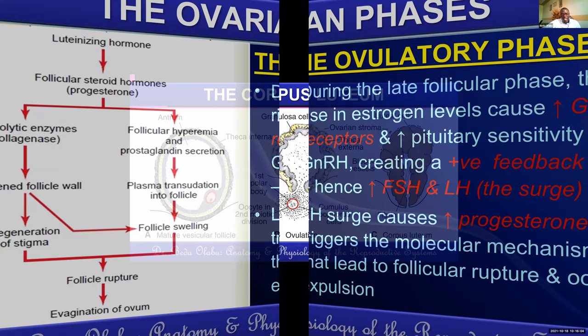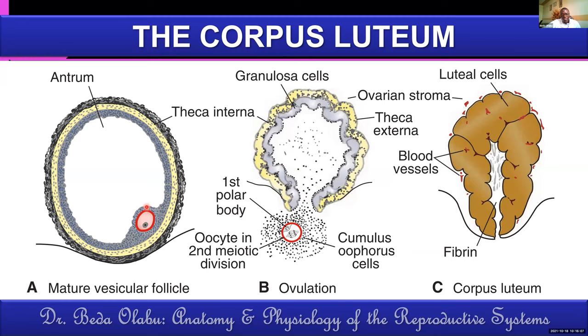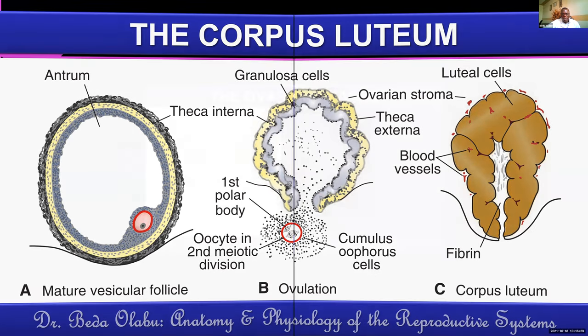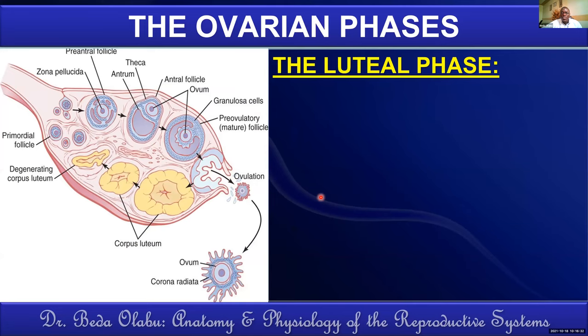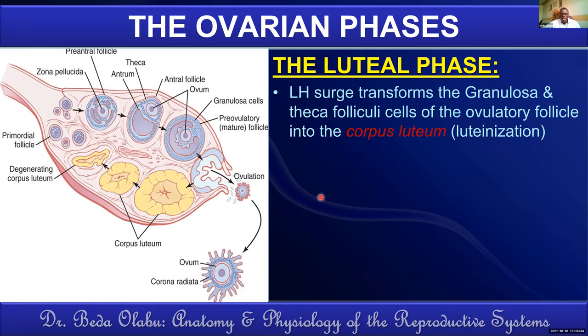After the oocyte has been extruded from the ovary, we mentioned that only the oocyte, zona pellucida, and corona radiata are extruded. The parts of the follicle that remain in the ovary, the stratum granulosum and the theca folliculi, will become the corpus luteum. Okay, that then leads us to the luteal phase. The luteal phase is that period when the ovary has the corpus luteum.